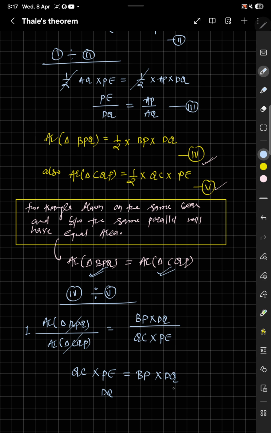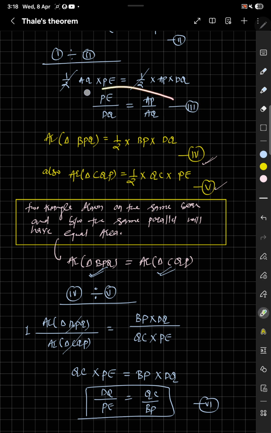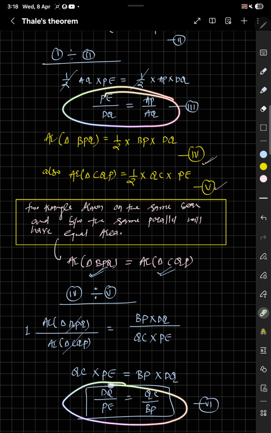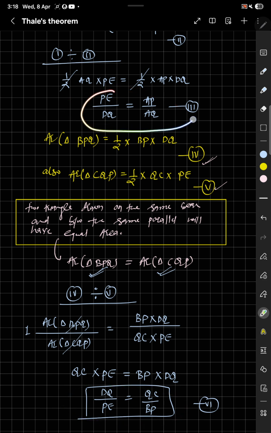If this goes there and this comes here, then what we get is DQ upon PE is equal to QC upon BP. So this is what we got here. Name this as 6, right? Now here you can see from this one and this one, we have PE upon DQ is equal to AP upon AQ, and here we have DQ upon PE is equal to QC upon BP.